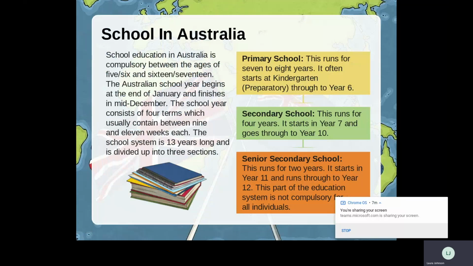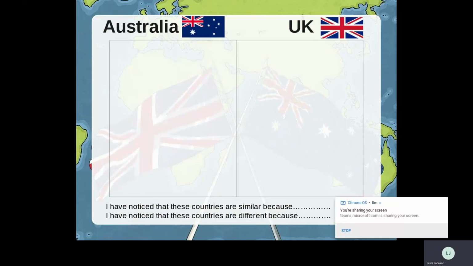The school year consists of 4 terms, which usually contain between 9 and 11 weeks each. The school system is 13 years long and is divided up into 3 sections: primary school, secondary school, senior secondary school. Now, we only have primary school and secondary school. That's something that is different. Their primary school runs to year 6, like ours does. Their secondary school, though, only runs from year 7 to year 10. And then their senior secondary school is year 11 and year 12. We call this sixth form or college.